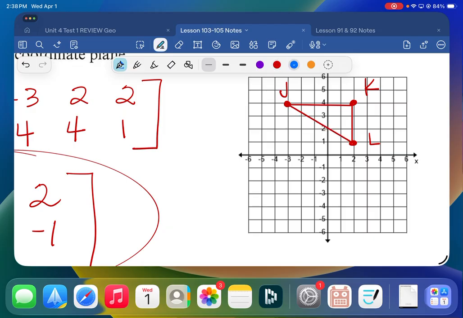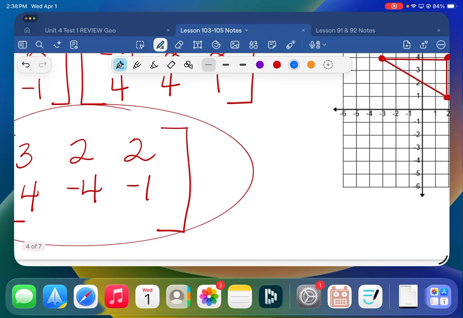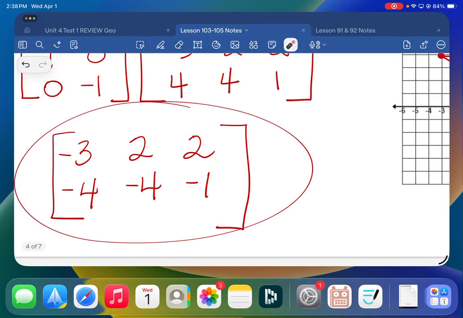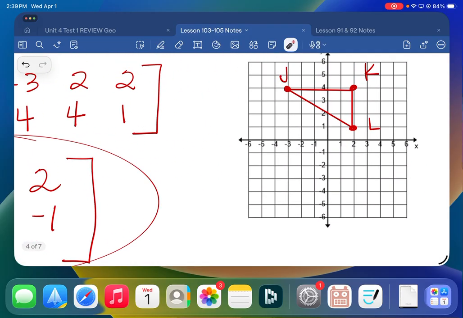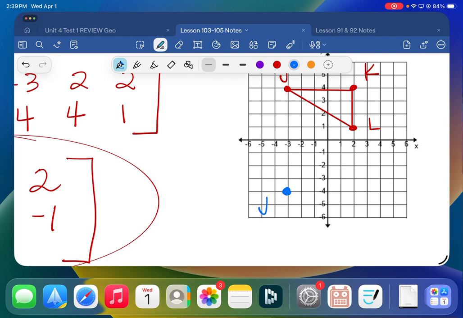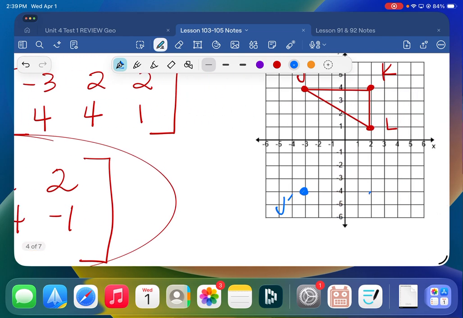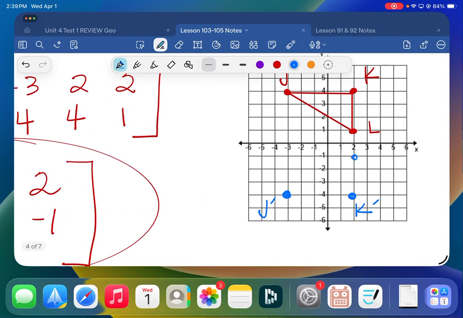Then I'm going to pick a different color to do my new one. So look over here. Do you see how -3, -4, 2, -4, and 2, -1? Let's plot those. So -3, -4 is right there. We're going to call that J prime. 2, -4 is right there. That's K prime. And then 2, -1 is L prime. Once again, connect those as best you can.